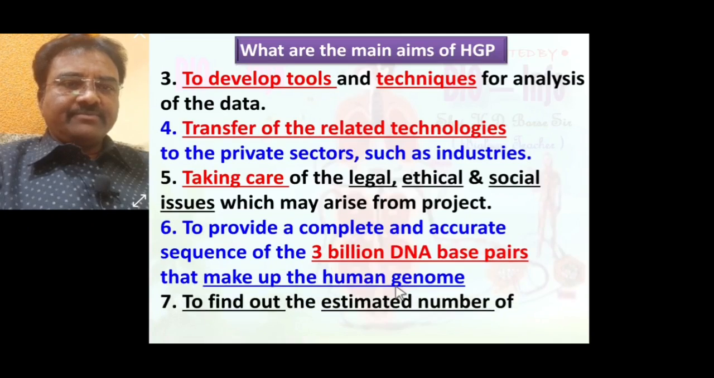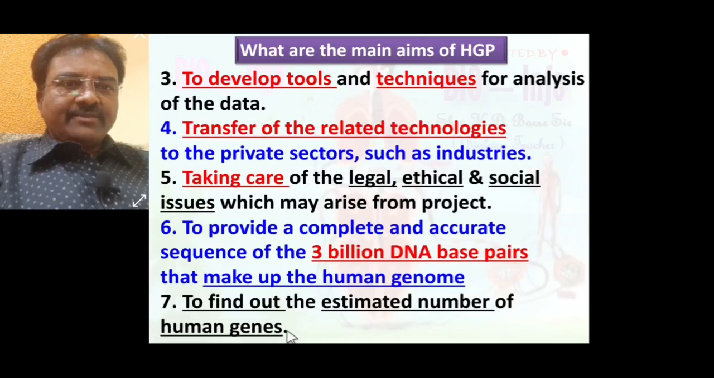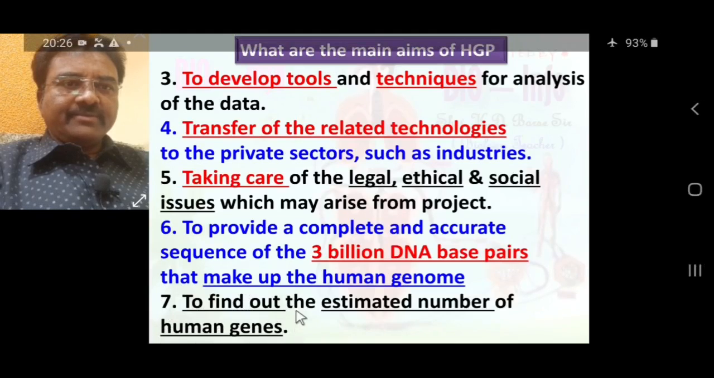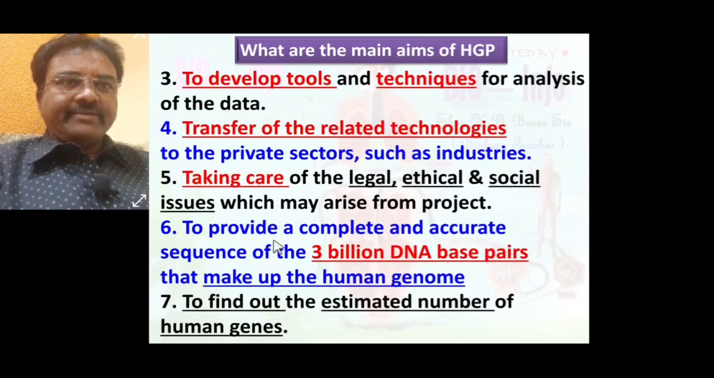And last, to find out the estimated number of human genes. Up to this, we noted 7 different aims that are the main aims of the Human Genome Project. Most of the time this question is asked: what are the main aims of the Human Genome Project?